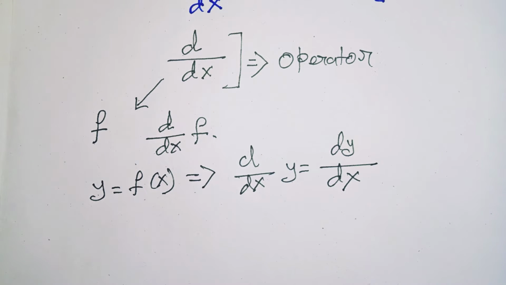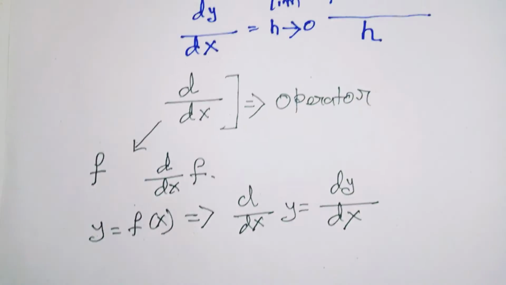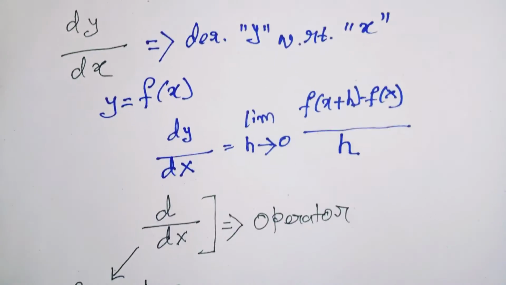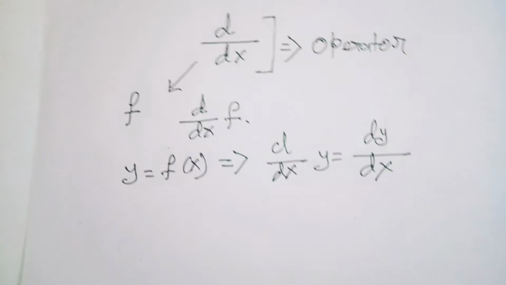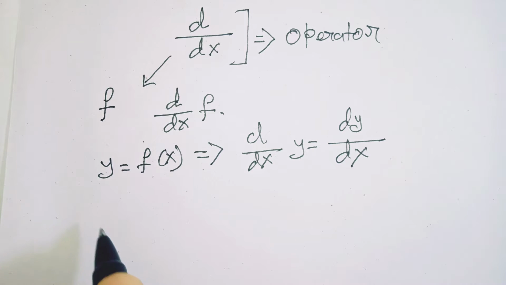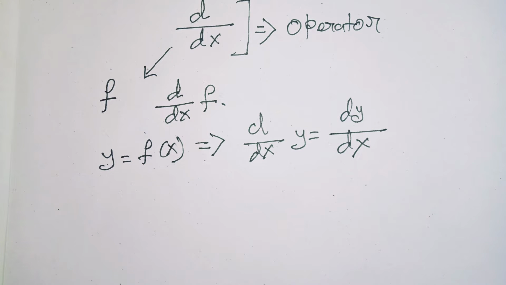So d by dx, let me show it here. Now you see this one, d by dx means differentiate. Let me summarize it so it will be easier for you. We use a different pen.